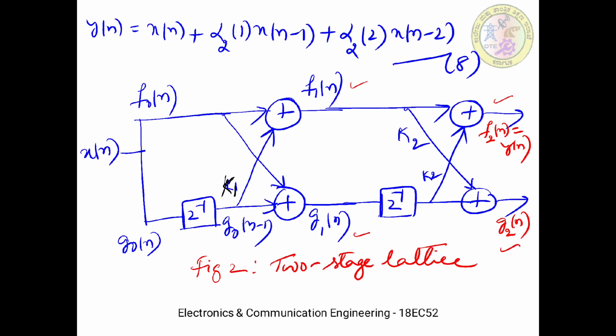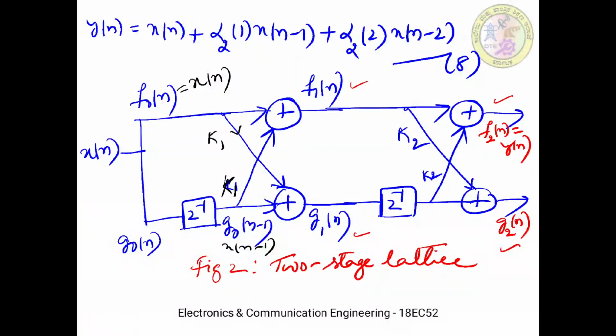Similarly, what is this g1? So g1 is again, so here I have to write k1 into x of n. So this f0 of n is the same as x of n only. So k1 into x of n plus it is simply x of n minus 1. So this g0 of n is nothing but what? It is x of n minus 1 only.